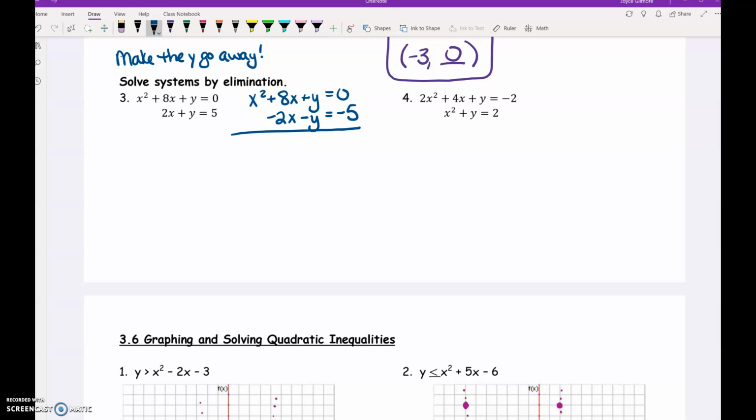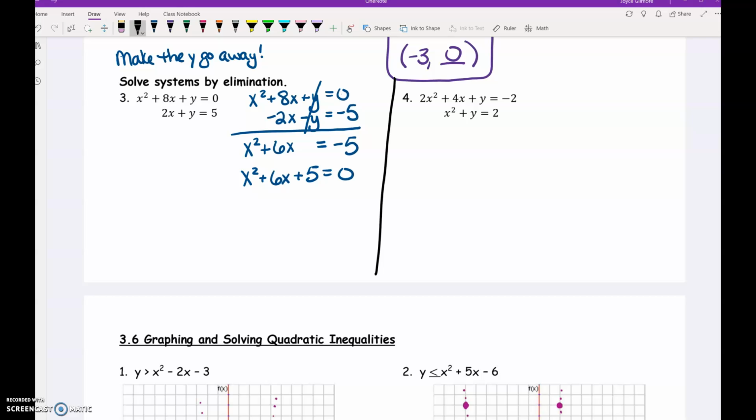So if we add, x squared plus nothing is x squared. 8x plus a -2x is 6x. Y plus a -y, those will cancel. 0 plus a -5 is -5. Now we have x squared and x, which means we can get 0 on one side by adding 5 on both sides. And then we can factor and solve.